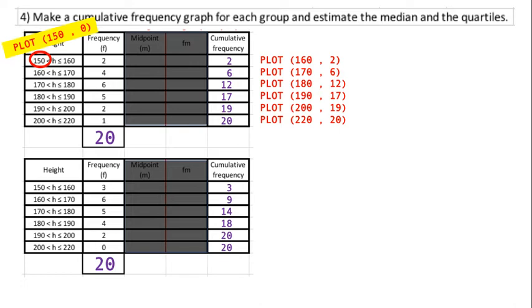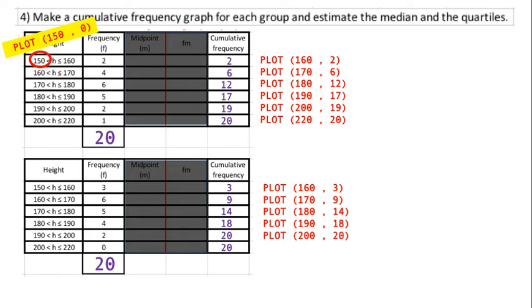Okay, so the same thing for the other table now. 160 against 3, showing us that there are 3 people whose height is something up to 160. You might want to pause the video now and try this yourself. 170 against 9, 180 against 14, 190 against 18, 200 against 20, 210 against 20, and then finally 150 against 0 in this case, showing us that also in this group nobody is under 150 centimeters.